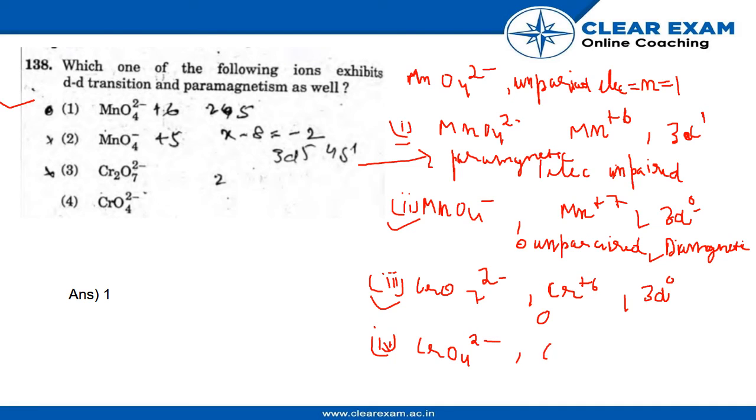So its 3d0 has 0 unpaired electrons, and similarly for the fourth, CrO4 2 minus, it again has an oxidation state of plus 6, and therefore its configuration is d0. As it is 0, there is no d-d transition possible. Hence, it has 0 unpaired electrons, and it's diamagnetic. So the only option where d-d transition is possible, and also it is paramagnetic, is MnO4 2 minus.